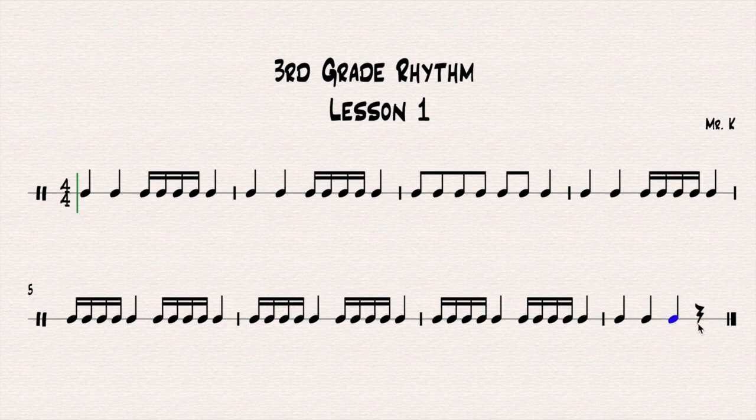Notice I counted that in my head. Let's try the whole second half of the song. 1, 2, ready, count. 1E and a 2, 3E and a 4.